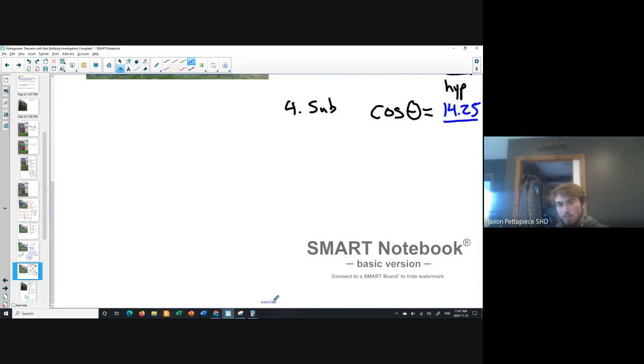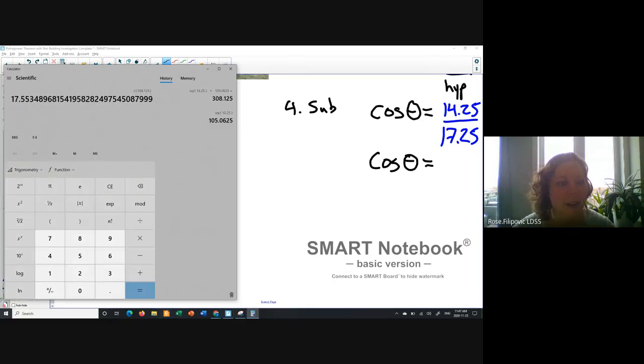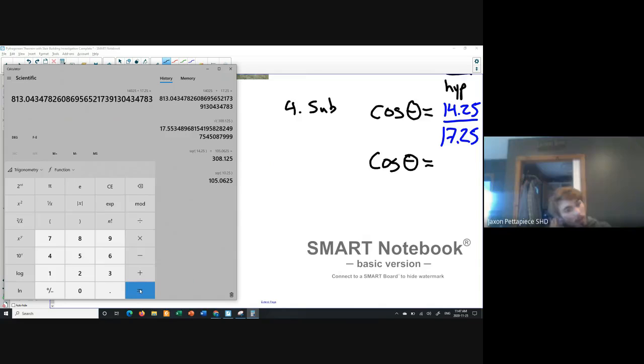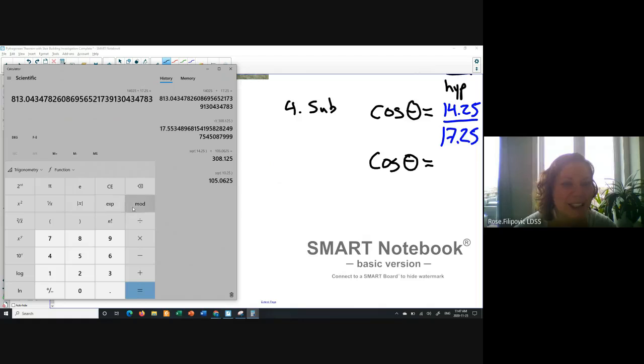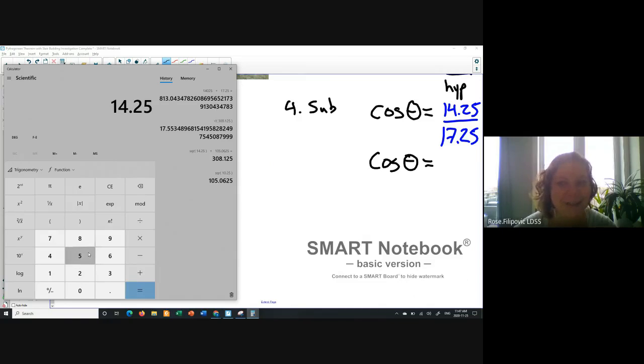So would you divide those two numbers by each other? Yes, you would. So I still don't know what cosine theta is, but I have a calculator. I'll show you what I'm putting in my calculator. I will put 14.25 and I will divide it by 17.25. That's not right. It didn't put the decimals in. Let me try that again. 813 seems like a lot. Yeah, that was way too much. There's your mental math, knowing when you have the wrong answer.